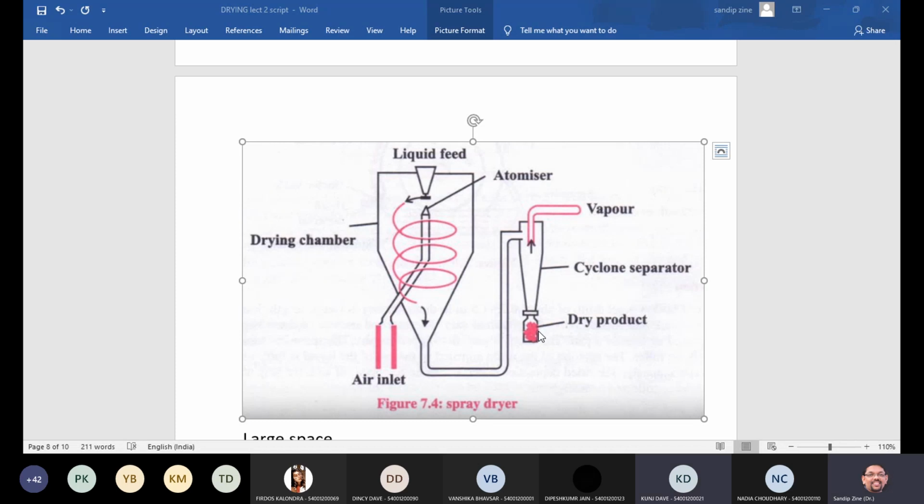Okay. And in the cyclone separator, how is it centrifugal? It is only the principle that the vapor is light and the dry products are heavier. The dry product will fall down and the vapor will go out from above.